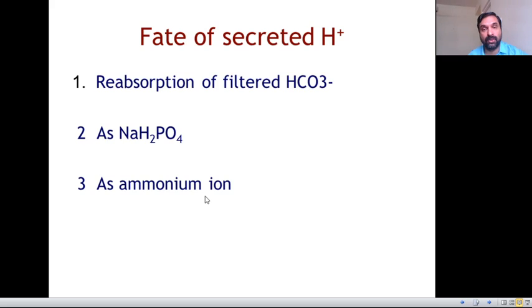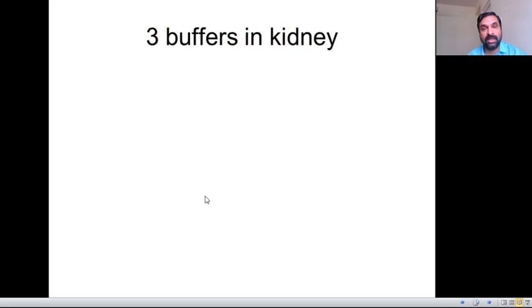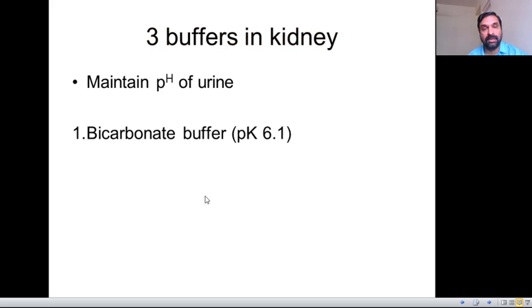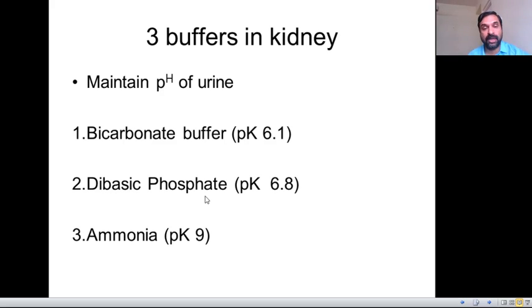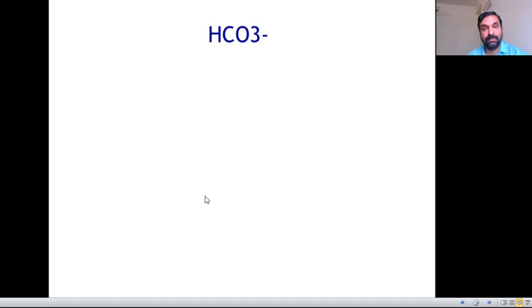And it maintains the pH of the urine. So there are three buffers in kidney which maintain the pH of urine. One is bicarbonate buffer, pK of bicarbonate buffer is 6.1. Other one is dibasic phosphate, monobasic phosphate buffer, pK is 6.8, and ammonia buffer, pK is 9. These are the three buffers in our renal tubules to maintain pH of urine.